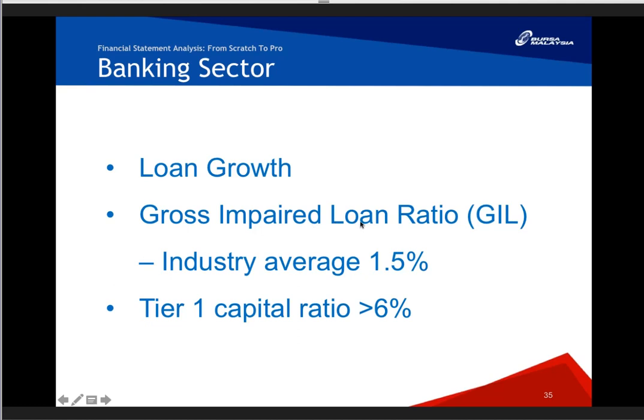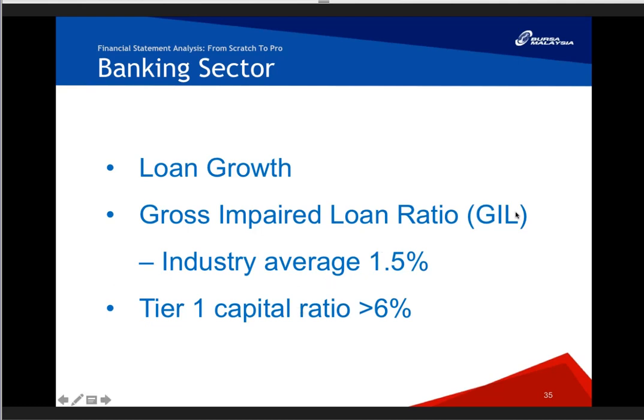The next one is called gross impaired loan ratio, GIL. With the word impaired, you know this is not a healthy kind of loan. You want to see what percentage of the total loans is not so healthy. The industry average for Malaysia is about 1.5%. When you analyze banking stock, you need to compare with other banks as well. I have the figures here: Public Bank's GIL is about 0.5%, which is below the industry average, while Maybank is 2.7% and CIMB is 2.7%. From here, you can see which banks have a slightly high impaired loan ratio. The higher, the not so good. You want the lower, the better. You want a healthy loan.